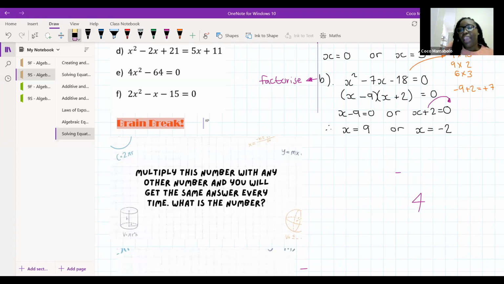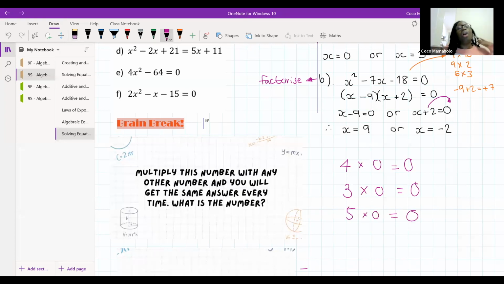However, if I multiply anything by 0, you guys are onto something, because 4 times 0 is equal to 0. And 3 times 0 is also equal to 0. And 5 times 0 is 0. So the only number I can multiply by and get the same answer every single time would be 0. So well done to everybody who guessed 0 the first time. Nicely done, guys. All right, let's look at the next one.